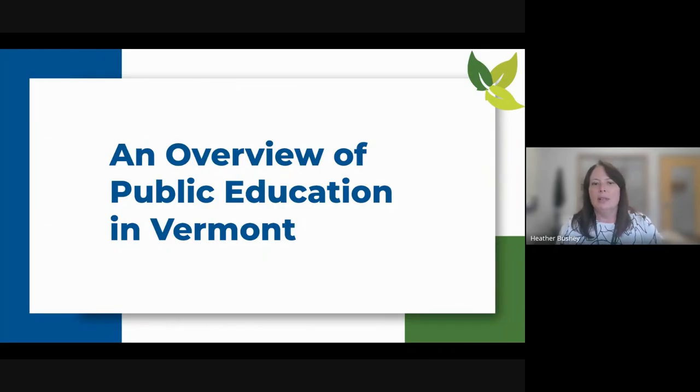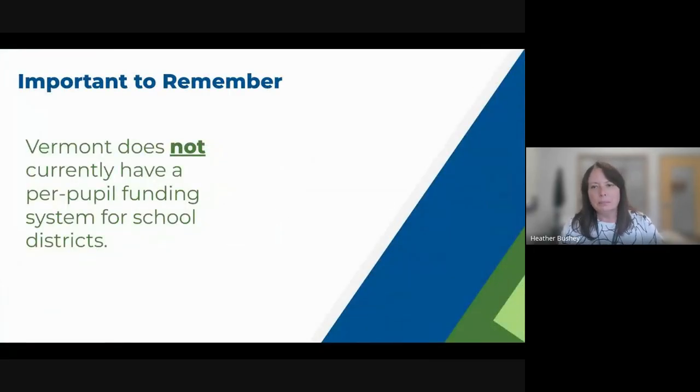So if we start with an overview of public education in Vermont, first, it's important to remember that as of today, right now, Vermont does not have a per pupil funding system for school districts. That would be what we intend to move toward in the new legislation, Act 73. That is not how it is structured today.